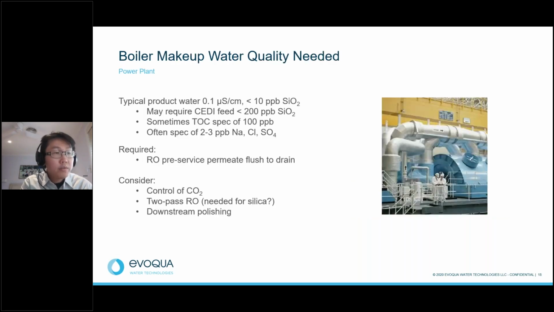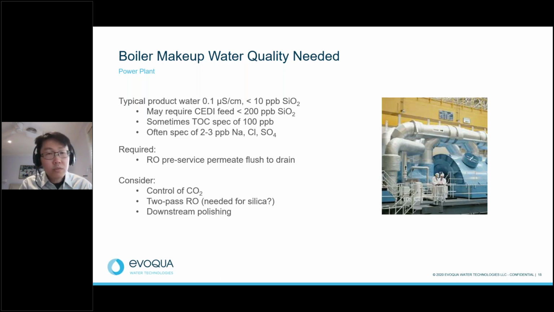So for a boiler feed water, the typical requirement is 0.1 microsiemens, and it also needs less than 10 ppb of the silica. So it's going to require a CDI feed of less than 200 ppb of silica. There is sometimes a spec of a TOC that is less than 100 ppb. There could be other specifications like 2 to 3 ppb of sodium and chloride too.